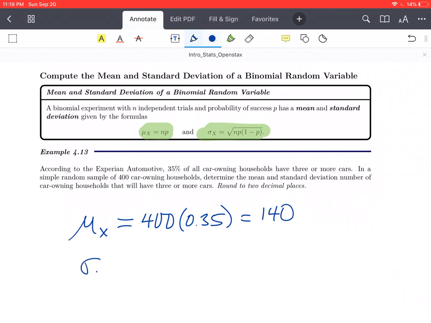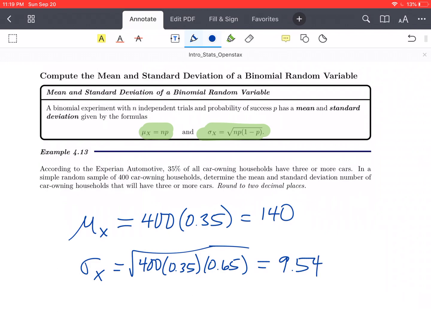Okay, and then standard deviation: square root of 400 times 0.35 times 1 minus 0.35, so that's 0.65. So we get 9.54. Okay, so we expect 140 households to have this many cars with a standard deviation of 9.54. So give or take 9.54 households in this sample.